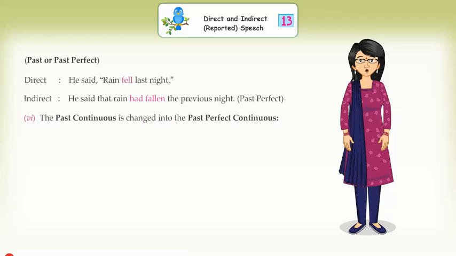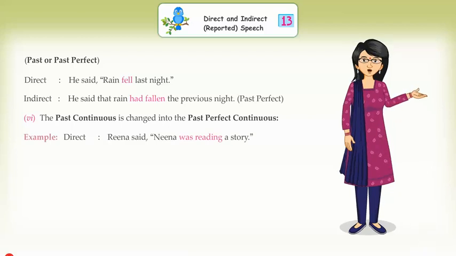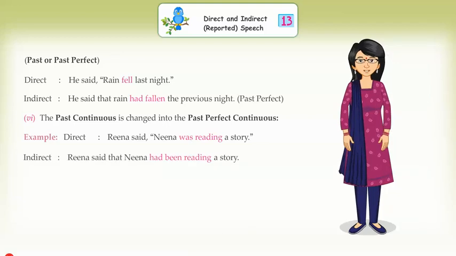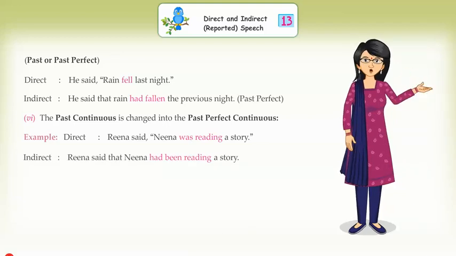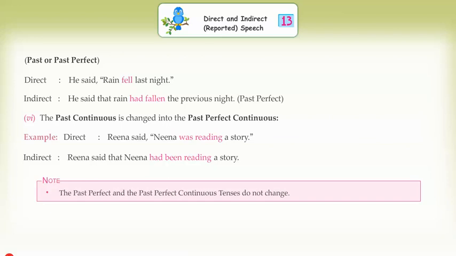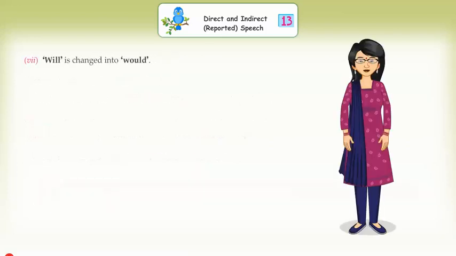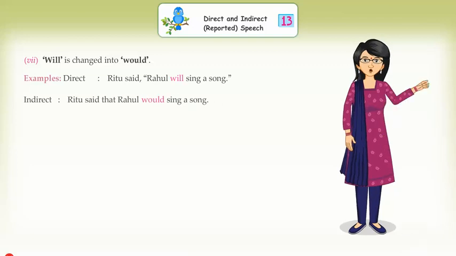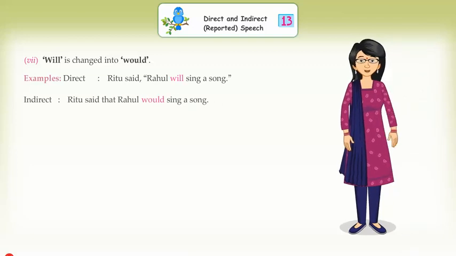Past perfect. 6. The past continuous is changed into the past perfect continuous. Example. Direct: Reena said, "Nina was reading a story." Indirect: Reena said that Nina had been reading a story. Note, the past perfect and the past perfect continuous tenses do not change. 7. Will is changed into would. Examples. Direct: Ritu said, "Rahul will sing a song." Indirect: Ritu said that Rahul would sing a song.